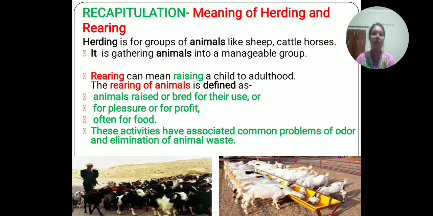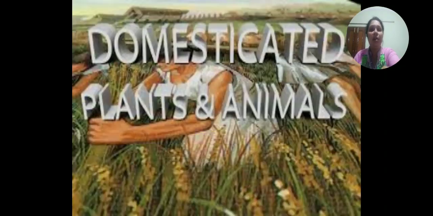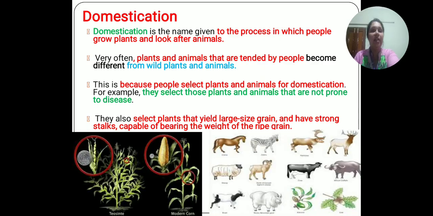So these types of things we have in the rearing of animals. Now, what is domestication of plants and animals? This is a new topic which we will discuss today. So what is domestication of animals and birds? Domestication is a name given to the process in which people grow plants and look after animals. So domestication is a process where people grow plants and look after the animals.